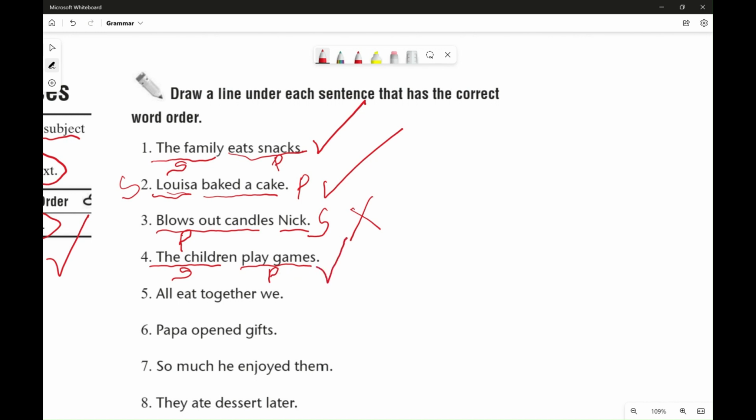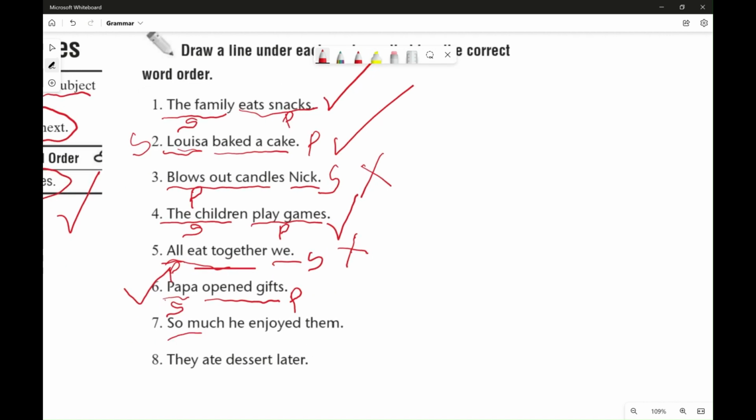That's correct. All eat together, we. We is the subject, and all eat together is the predicate. It's wrong. Papa opened gifts. Yeah, Papa is the subject, and then opened gifts is the predicate. Correct.